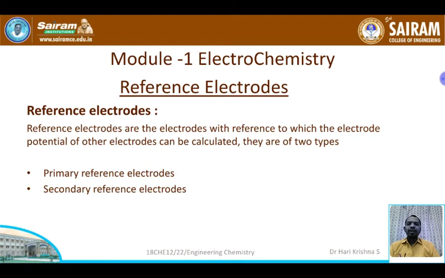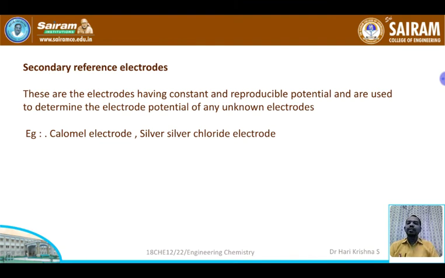Therefore, in order to overcome these disadvantages, we came to secondary reference electrodes. Let us see what these secondary reference electrodes are. Secondary reference electrodes are electrodes having constant and reproducible potential, and these are used to determine the electrode potential of unknown electrodes. The electrode potential of these electrodes holds over a wide range of temperature and pressure. Examples of secondary reference electrodes are the standard Calomel electrode, silver chloride electrode, glass electrode, etc.